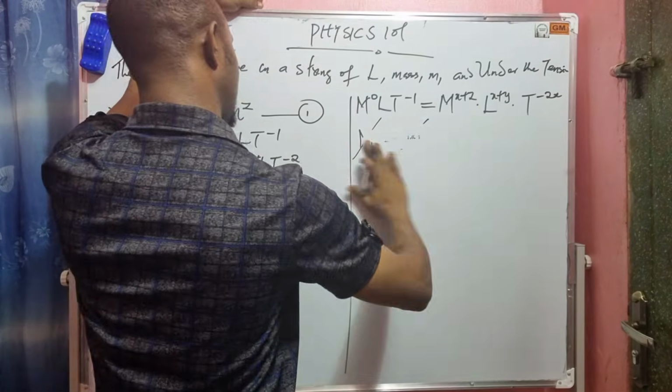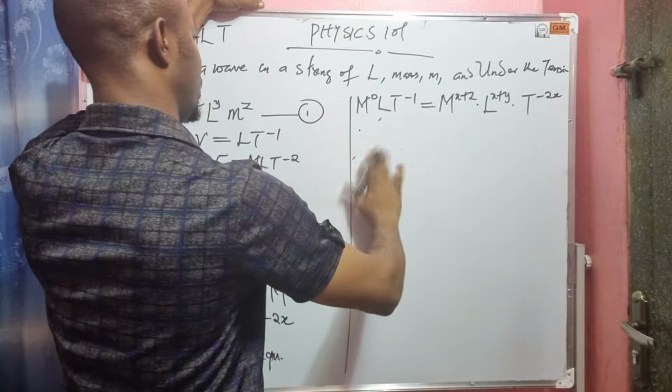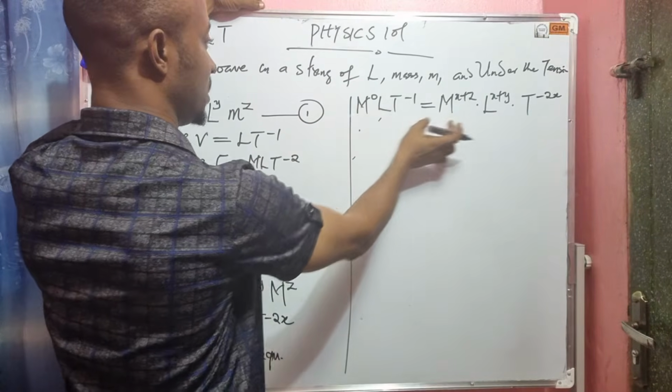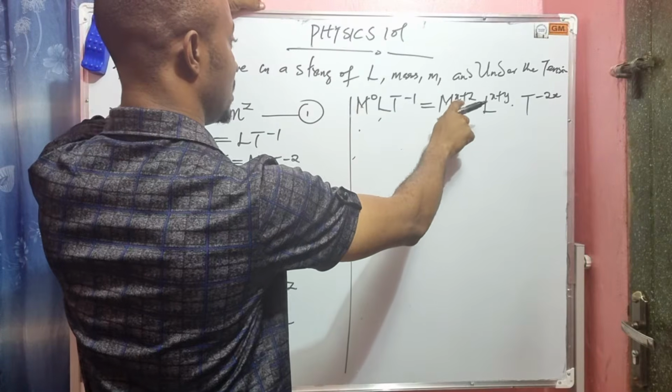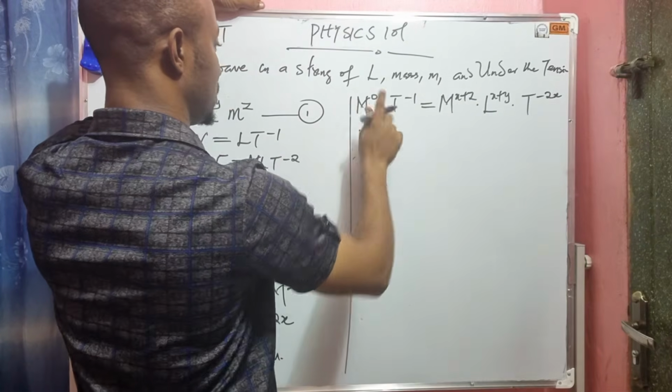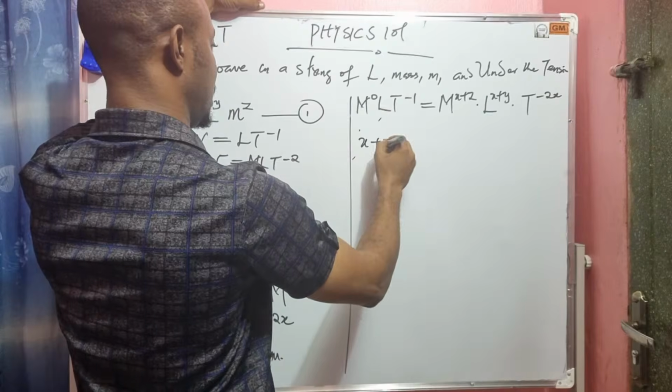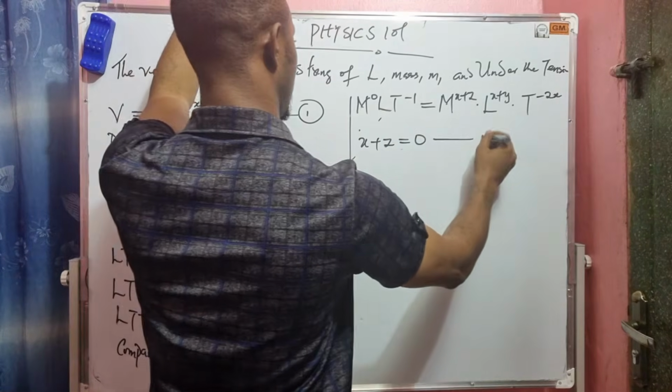X plus z equals 0. But because of space, let me just go straight to the point. Why compare m with m? I will equate the power, meaning x plus z equals 0. That is equation 1.